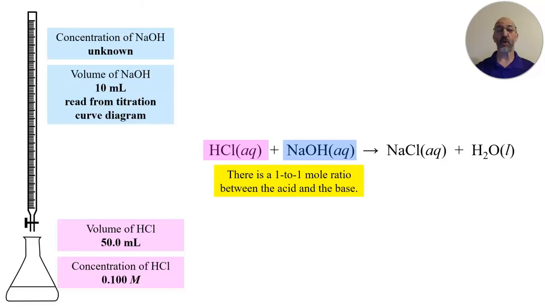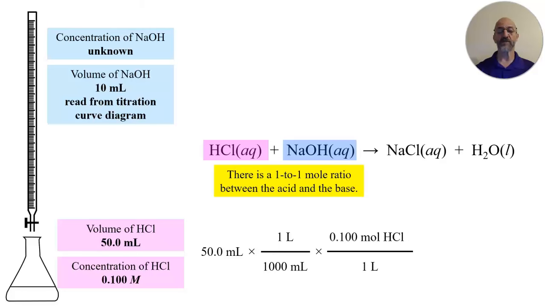I can't start with the sodium hydroxide because I don't know its concentration, so I will start with the hydrochloric acid. We know both the volume and the molarity, so we can calculate the number of moles. So it's going to be 50 milliliters, and I will divide by 1,000 to go from milliliters to liters. It's 0.100 moles of hydrochloric acid for every 1 liter. So if I do 50 divided by 1,000 times 0.1, I get 0.005, and that's my number of moles of HCl. But remember, there is a 1-to-1 mole ratio between the acid and the base.